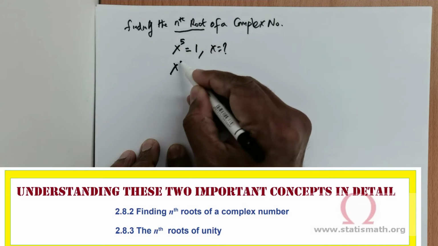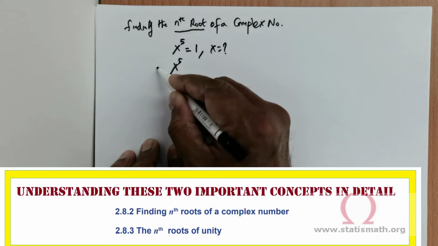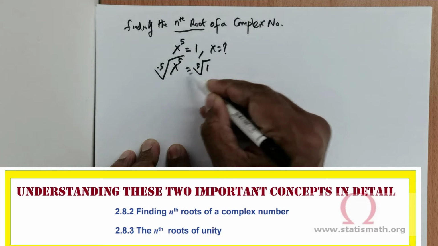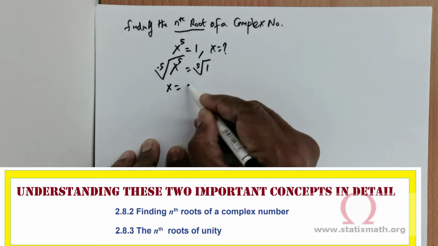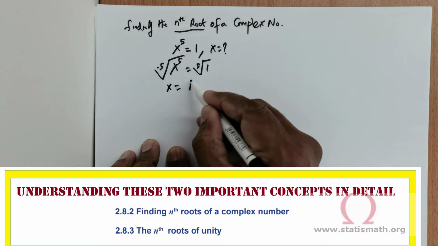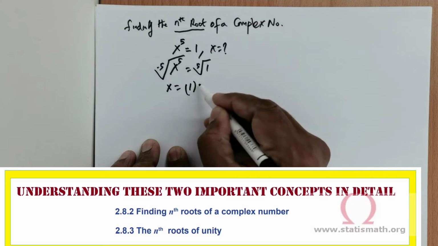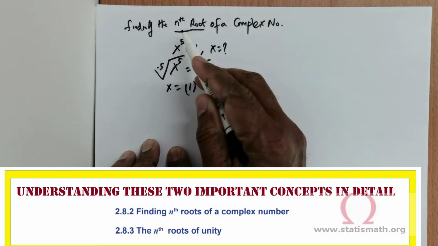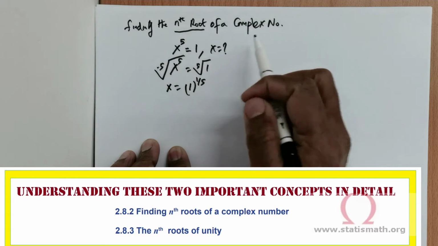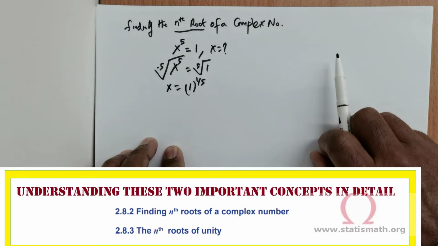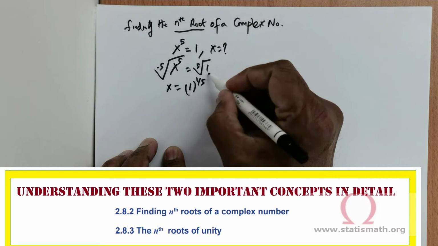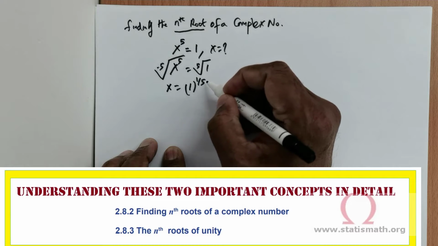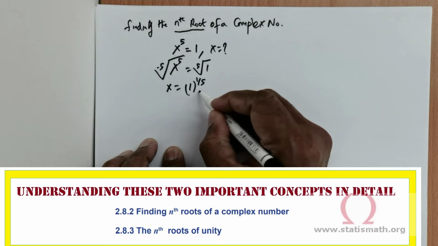So if you raise both sides to the fifth root, then you would have x equal to the fifth root of 1, and we write it like this. Now, in general, we are talking about the nth root of a complex number. I have taken the right side to be 1, but it need not be 1. In this case, it is the fifth root of unity.